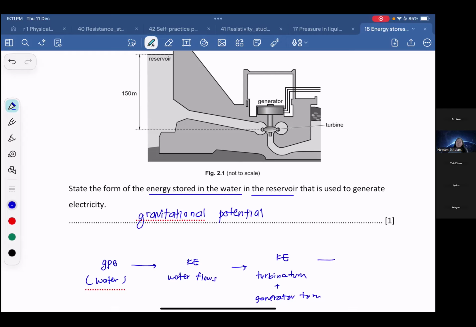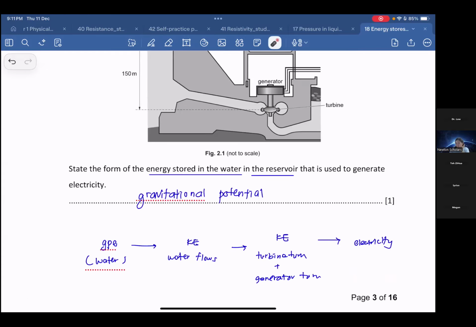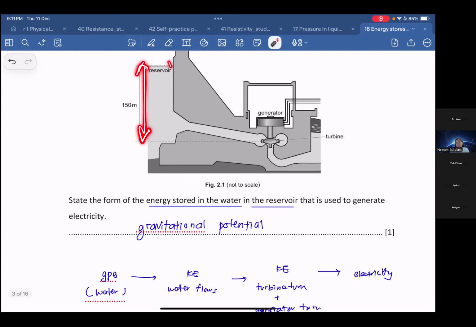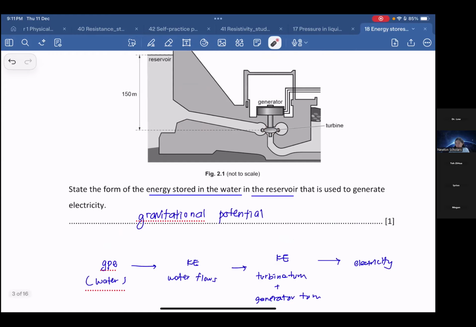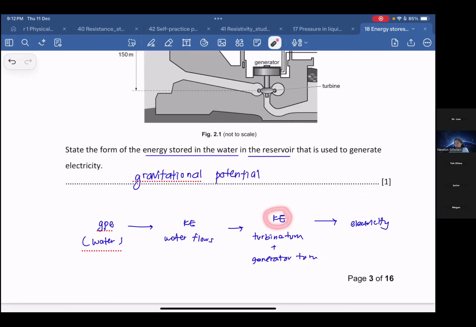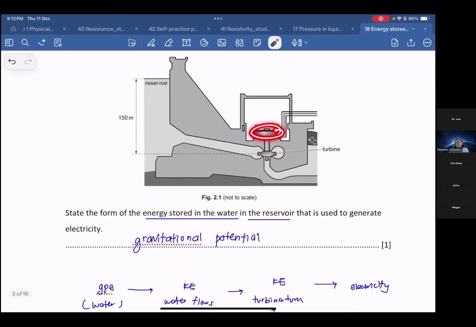Okay. So this is how the energy transfers. This is how energy transfers, initially due to the height or depth. So water stored here will have GPE. Then after that, water will flow because it has a pressure difference. When water flows, it's moving, so it's kinetic energy. Then it will turn the turbine, which is connected to the generator. Turbine turning, generator turns, so they are turning with kinetic energy also. Generator turns, it will generate electricity.